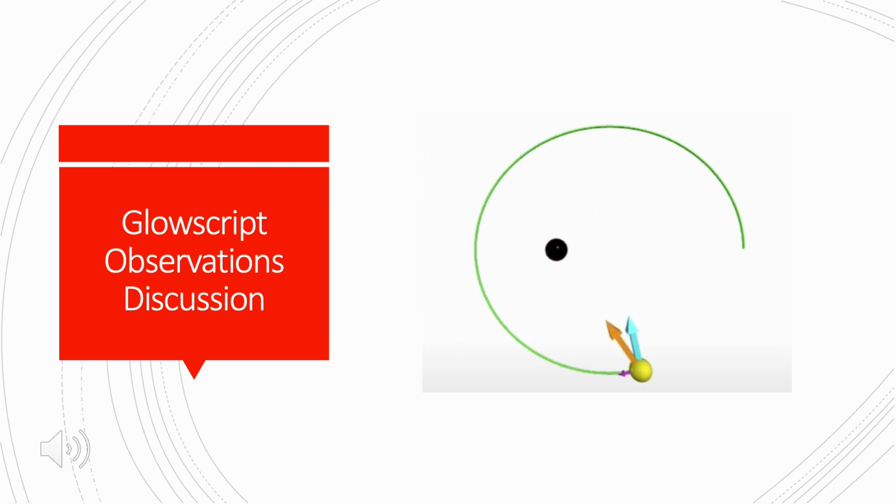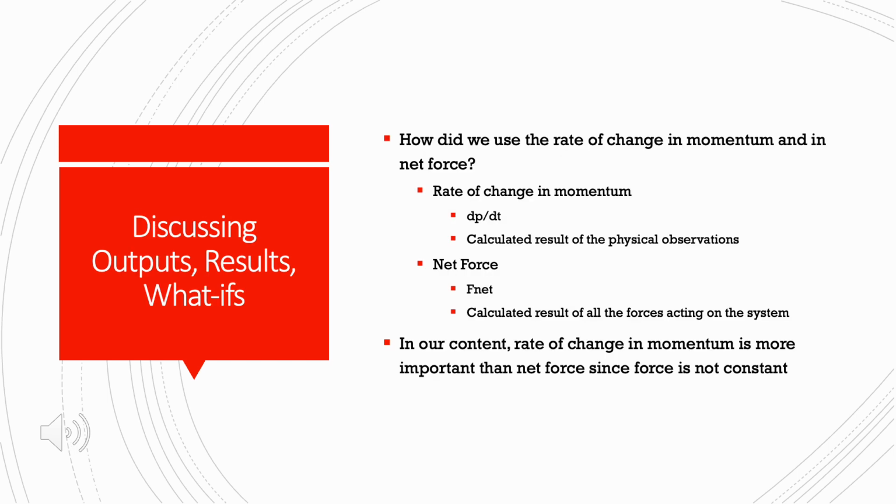Regarding F net perpendicular, this arrow here is in blue. It impacts the change in direction of the star's momentum. We can conclude from this that the star's trajectory is elliptical. All of these observations contribute to showing that the black hole is in fact exerting an attractive force on the star. Now let's answer a few questions. First of all, what does all this mean? How do we use the rate of change of momentum and net force?